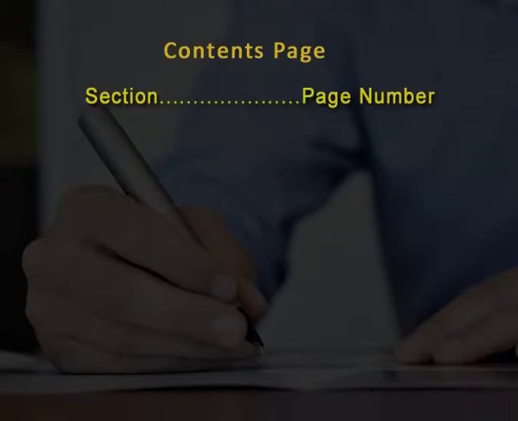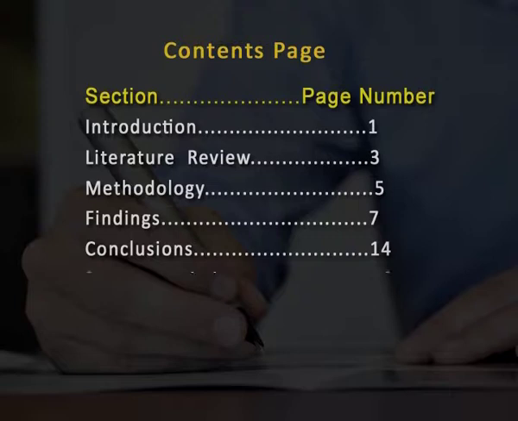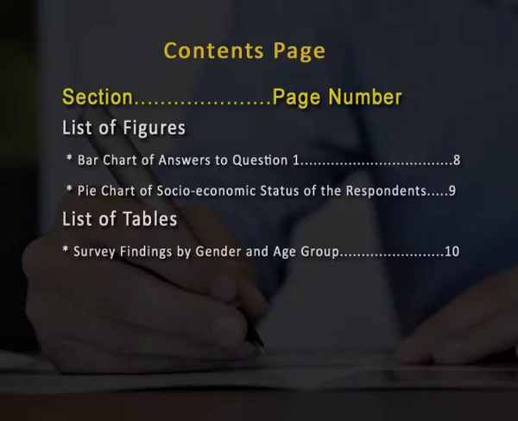The next important component of a formal report is the contents page. You can have a look at this contents page on this slide. It is divided into two columns, section and page number. The first one is introduction, then literature review, methodology, findings, conclusions, recommendations, appendices, bibliography, list of figures, and list of tables if any, along with the page numbers. This is very important to get into a section we really want immediately without wasting any time. So, you can open that page and just find out. For example, if you want to know what the major findings were in this report, you can directly go to page 7 and open it.